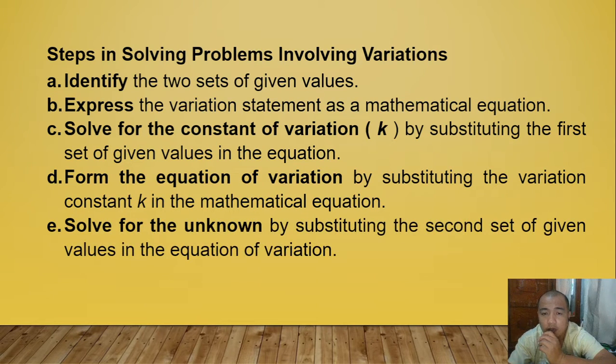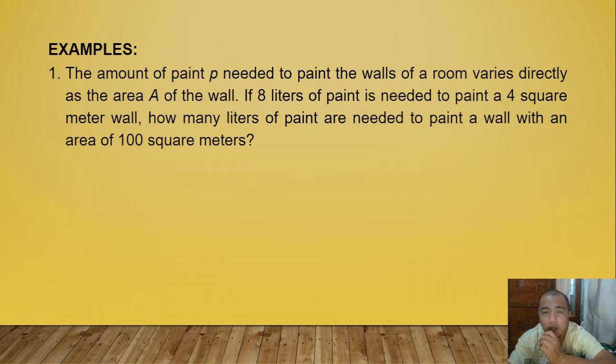Solve for the unknown by substituting the second set of given values in the equation of variation. Okay, we have here now a word problem involving variation. The amount of paint P needed to paint the walls of a room varies directly as the area A of the wall. If 8 liters of paint is needed to paint the 4 square meter wall, how many liters of paint are needed to paint a wall with an area of 100 square meters?